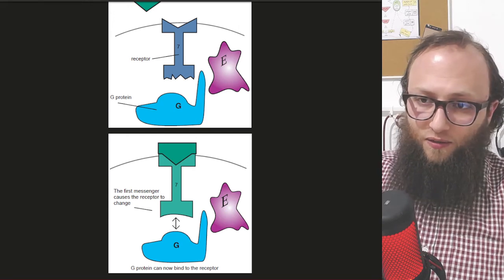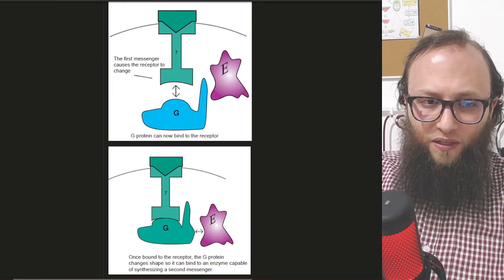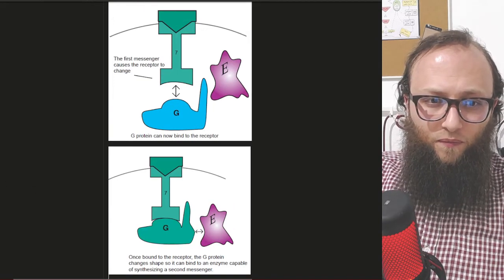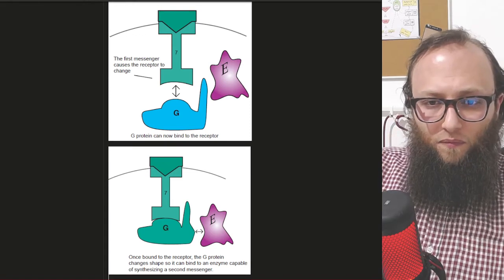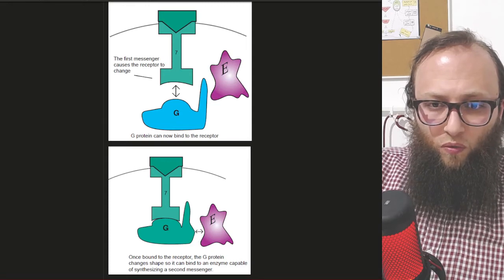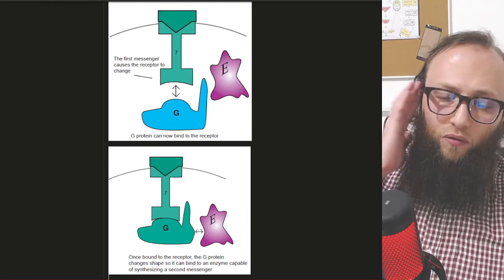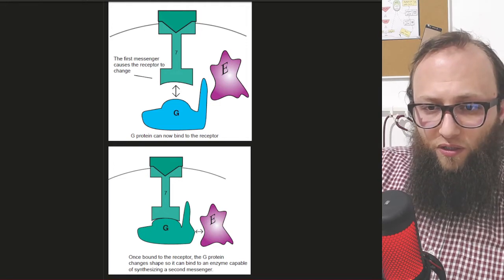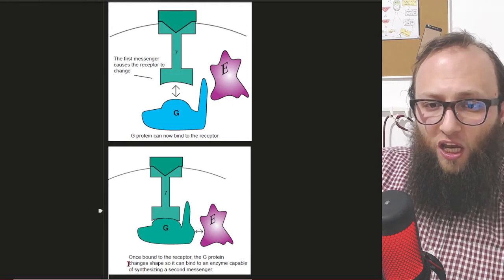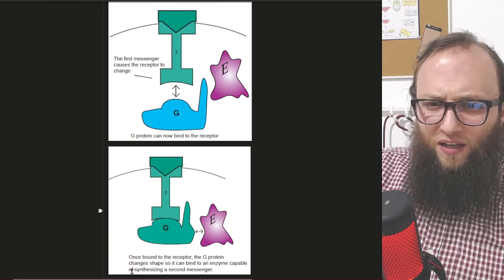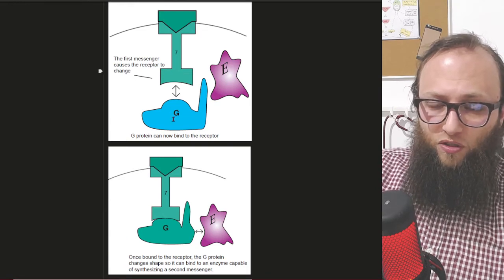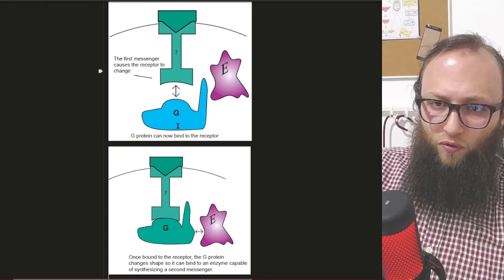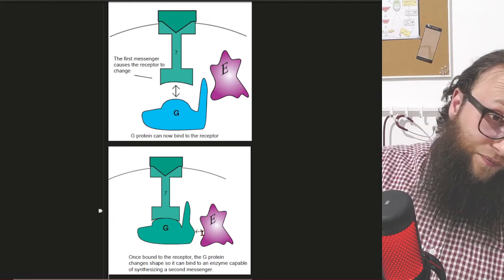So what happens next? What happens next is that the G protein binds to the receptor. Once bound to the receptor, the G protein changes shape so it can bind to an enzyme capable of synthesizing a second messenger. So the shape of the G protein is changed, ready for the enzyme to bind there.